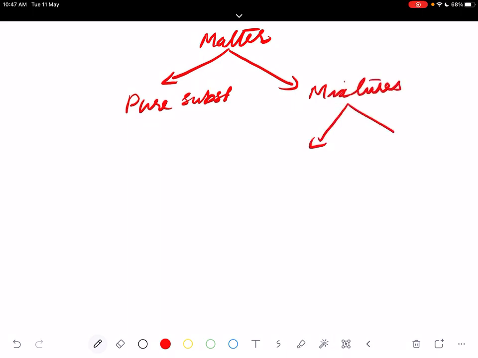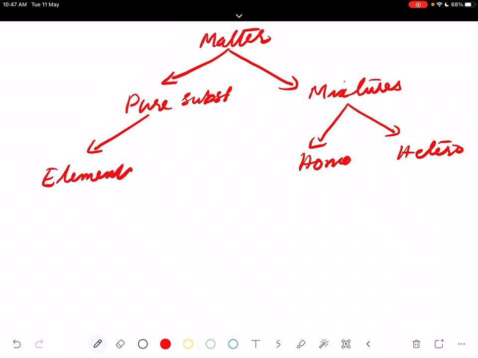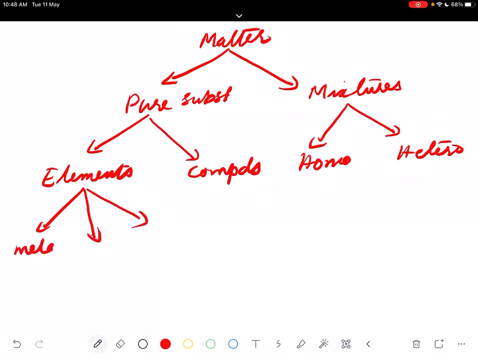Mixtures we saw: homogeneous mixtures and heterogeneous mixtures. Pure substances are classified into elements and compounds. Elements are again classified into metals, non-metals, and metalloids.